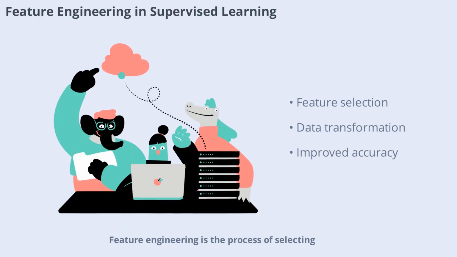Feature engineering is the process of selecting and transforming input variables to improve model performance. In supervised learning, this step can make a big difference, as the right features help the model learn more effectively. Techniques include scaling, encoding, and creating new features from existing data.